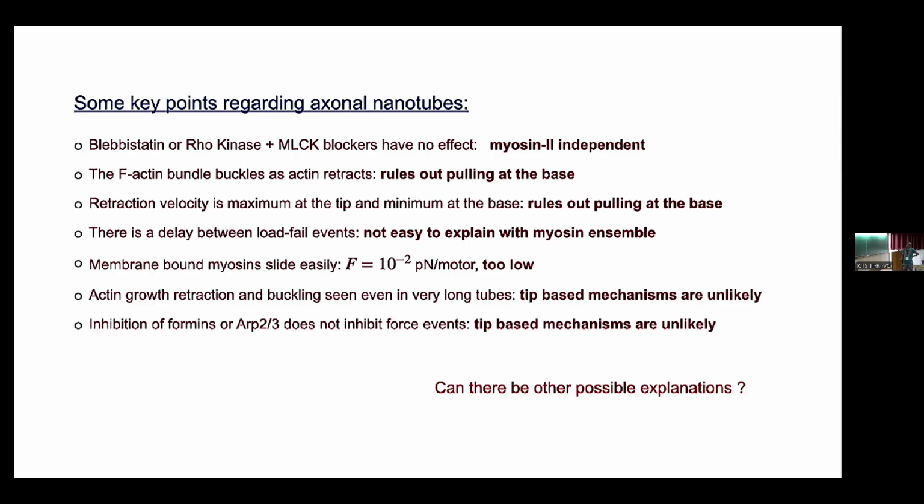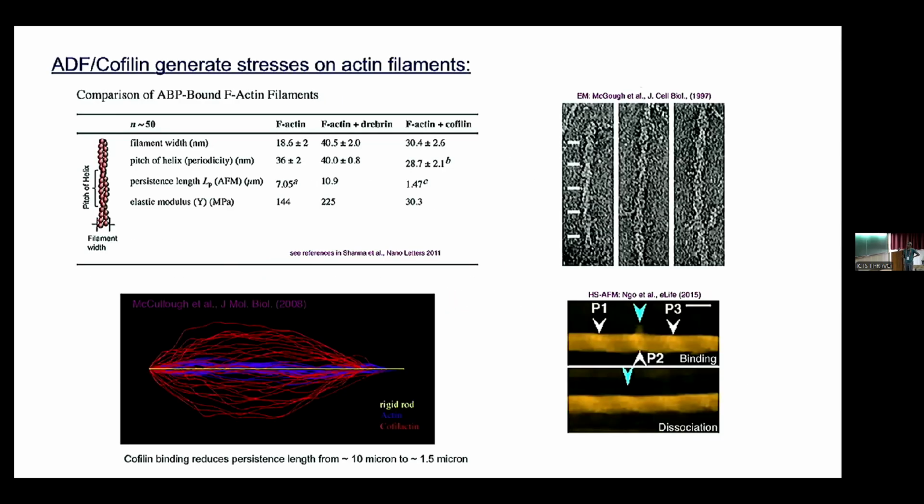You can consider unconventional myosin motors which are bound to the membrane and working on actin, but you can estimate the force these motors can generate because they are stuck to a fluid membrane. So when they walk, they just simply advect. They cannot generate forces because the cargo domain is attached to a fluid sheet, and when we estimate these forces, it comes out to be extremely small. I already mentioned that tip-based mechanisms are unlikely because even very long tubes show this growth and retraction cyclic behavior. So we have to look for another possible explanation.